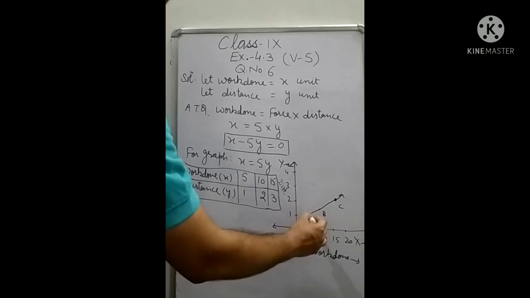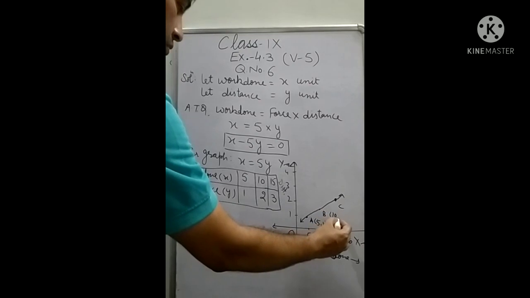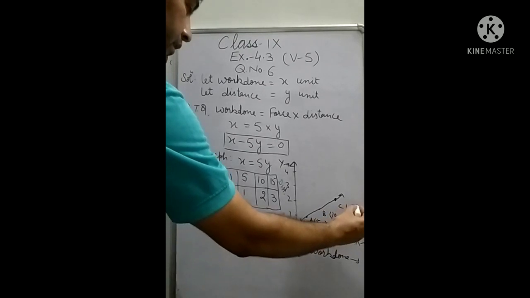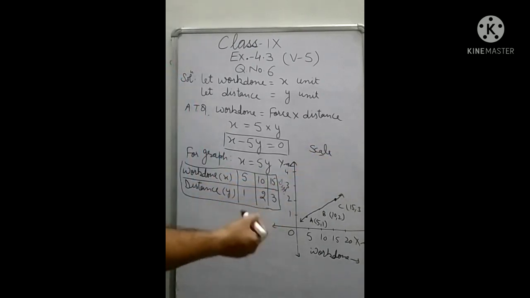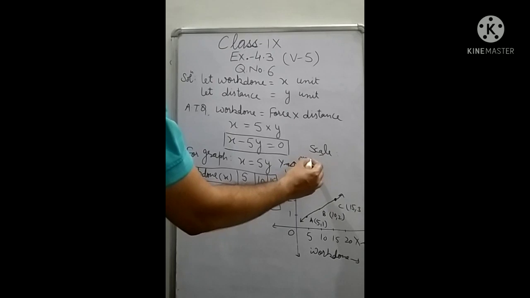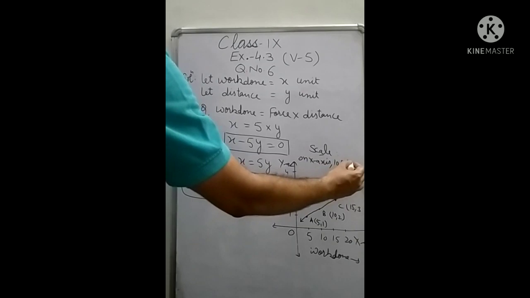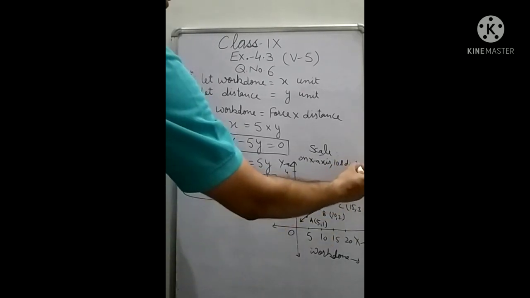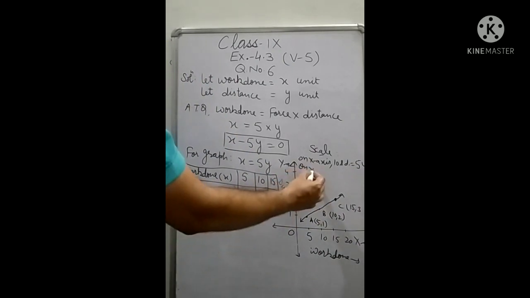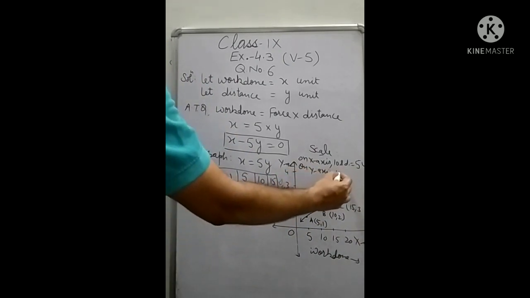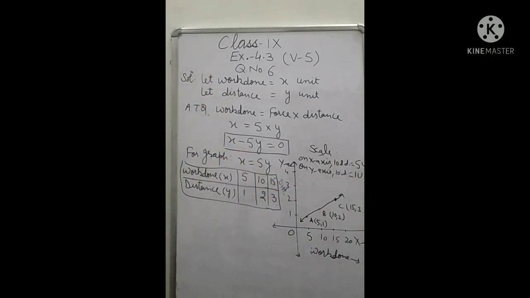So you name them also. This point A is what? 5, 1. B is what? 10, 2. C is what? 15, 3. Here we have to mention the scale, and what will the scale be? Along the x-axis, 10 small divisions represent 5 unit. And on the y-axis, 10 small divisions are equal to 1 unit. So this is the complete solution of this question.